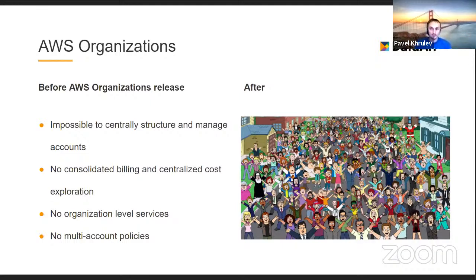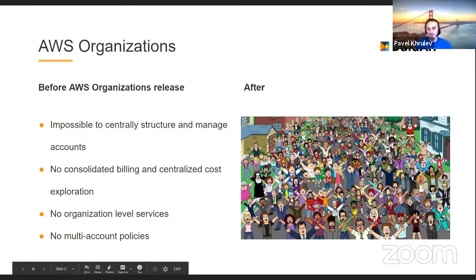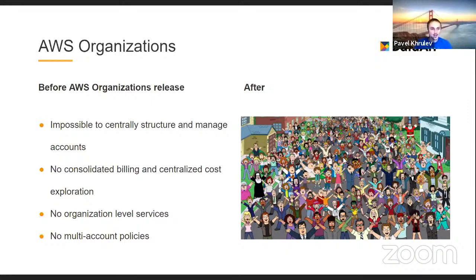You should do all things in one by one account, and probably repeat a lot of things there, and there was a lot of overhead. And in 2017, AWS released Organizations, and everybody is happy, as we can see in the right-hand picture.